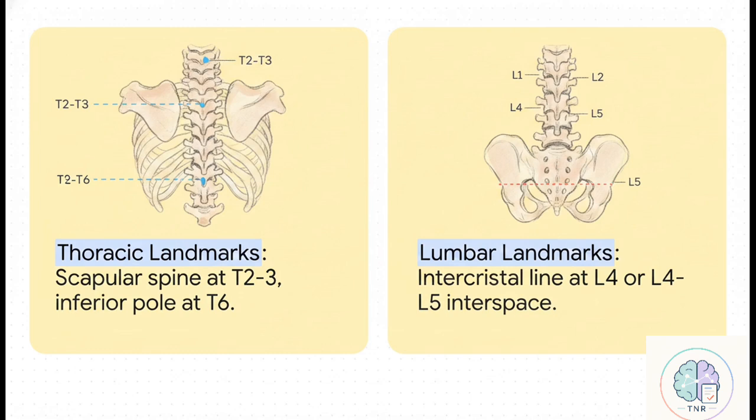Let's travel further down the back to see how this system builds. Contrasting those upper regions, the scapula, your shoulder blade, helps estimate the thoracic levels. The spine of the scapula sits at about T2, T3, while its inferior pole rests way down around T6. And down in the lumbar region, we use what's called the intercristal line. If you were to draw an imaginary line between the highest points of the iliac crests straight across a patient's back, it's going to cross the midline exactly at the L4-L5 interspace, or right on the L4 spinous process itself. This is incredibly vital for getting procedures like lumbar punctures exactly right.